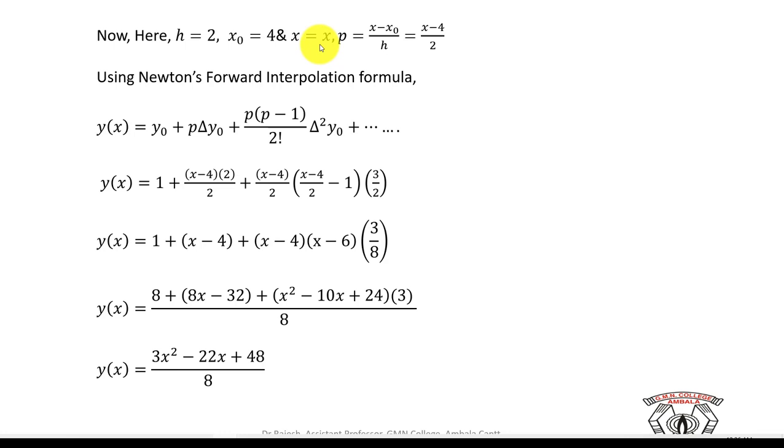In the next lecture we will be dealing with Newton's backward interpolation formula.